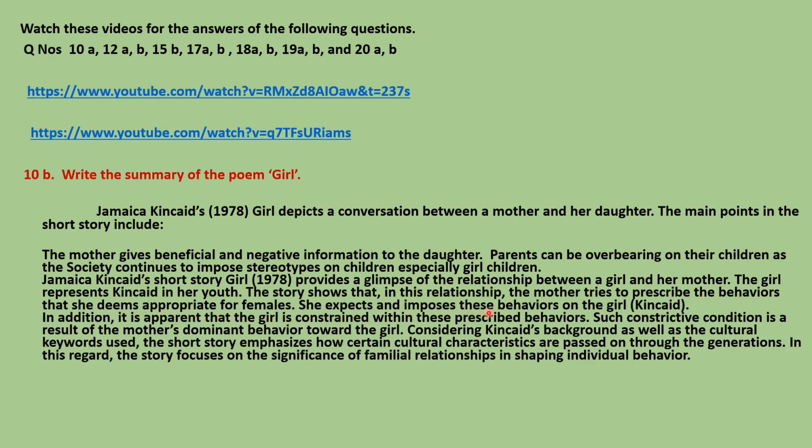The story shows that in this relationship, the mother tries to prescribe the behaviors that she deems appropriate for females. She expects and imposes these behaviors on the girl. In addition, it is apparent that the girl is constrained within these prescribed behaviors. Such a constrictive condition is a result of the mother's dominant behavior toward the girl. Considering Kincaid's background as well as the cultural keywords used, the short story emphasizes how certain cultural characteristics are passed on through the generations. In this regard, the story focuses on the significance of familial relationships in shaping individual behavior. So it's full of stereotypes.